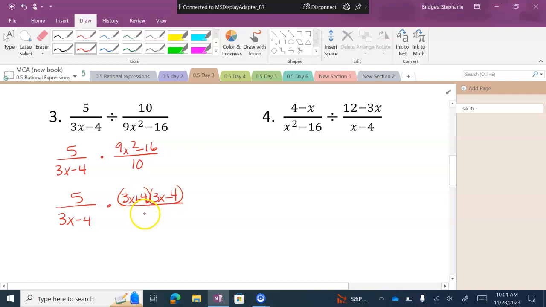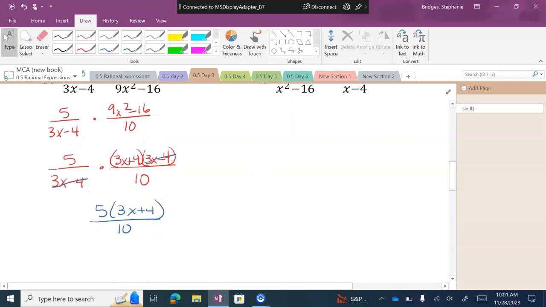Can that 10 do anything? Okay. All right. What binomial do we see that's exactly the same that we can get rid of? Yep. Anything else? At the top, I have my 5, and I have my 3x plus 4 left. At the bottom, I have my 10. Can that simplify any further? Can the 5 and the 10 reduce? They can. I can divide them both by 5.